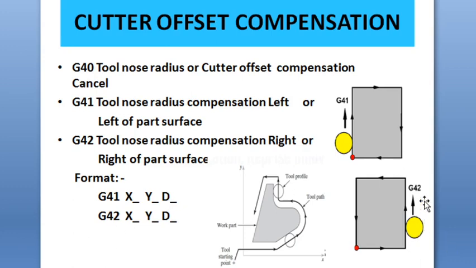G42 is for right of offset. As per the sketch here, we use G42. The cutter can be moved right of offset, so G42 is used.